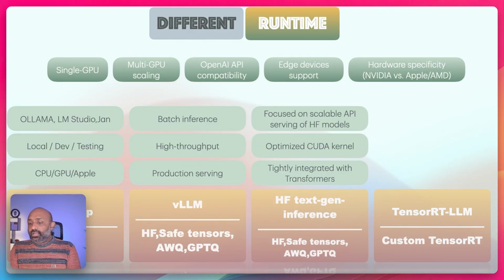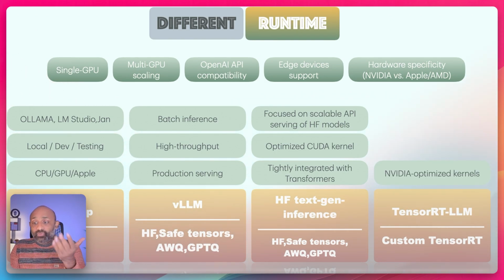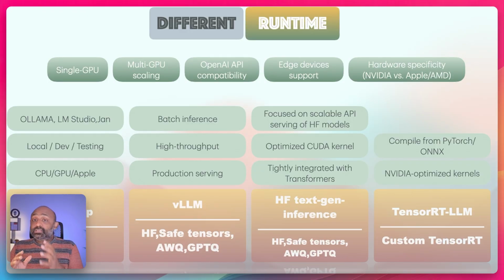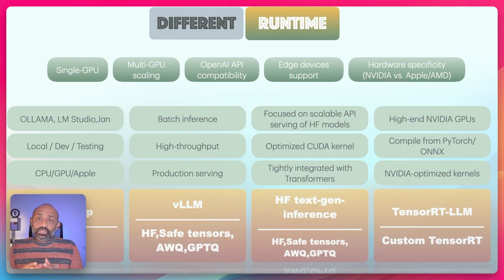And the last runtime is TensorRT-LLM. This is a very custom-built runtime for NVIDIA. It requires a special file format like TensorRT. TensorRT is a file format which gets compiled from either a PyTorch format or an ONNX format. It is very much optimized for high-end NVIDIA-based GPUs, right? So these are all the different runtimes for production-grade or development-grade setups.